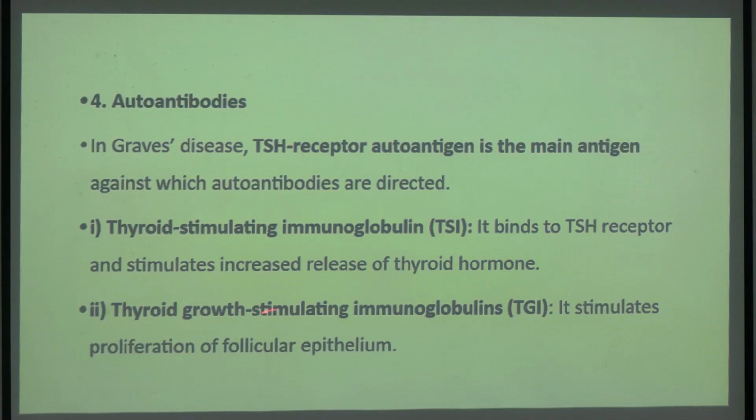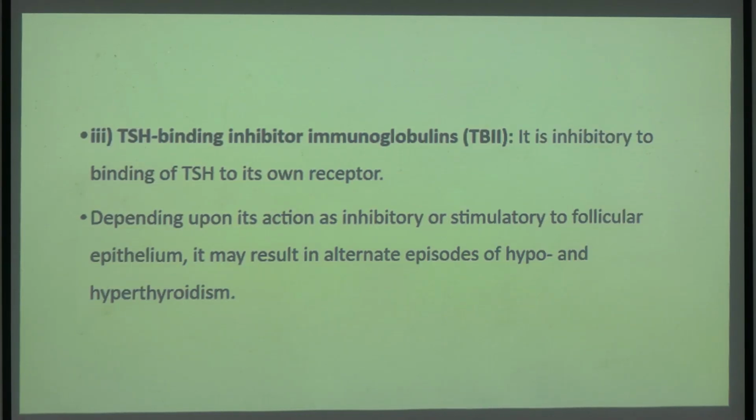Then number 2 is thyroid growth stimulating immunoglobulins, that is called TGI. It stimulates proliferation of follicular epithelium. Then number 3 is TSH binding inhibitor immunoglobulin, TBII. It is inhibitory to binding of TSH to its own receptor. Depending upon its action as inhibitory or stimulatory to follicular epithelium, it may result in alternate episodes of hypo and hyperthyroidism.